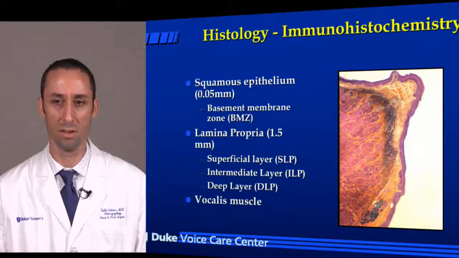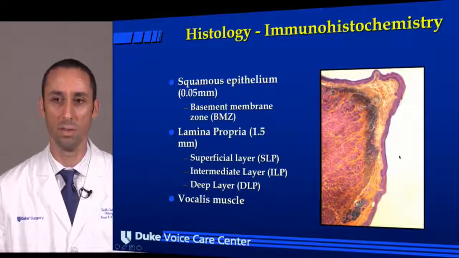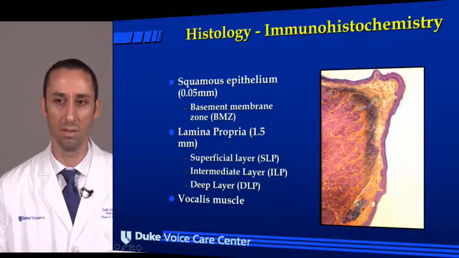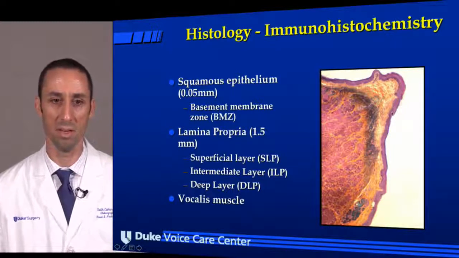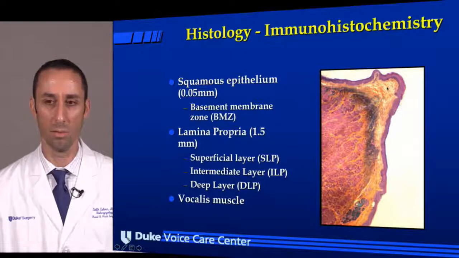So here's an example of a cross-section of the vocal fold. And what we see is this purple is the epithelium. And at the base of the epithelium, obviously, is the basement membrane zone. And then we have the lamina propria. And the lamina propria of the vocal fold is divided into 3 layers. There's the superficial layer of the lamina propria, which is this region here. The intermediate and deep layers of the vocal fold make up the vocal ligament, which is this darkly stained structure here. And then we have the vocalis muscle right here.